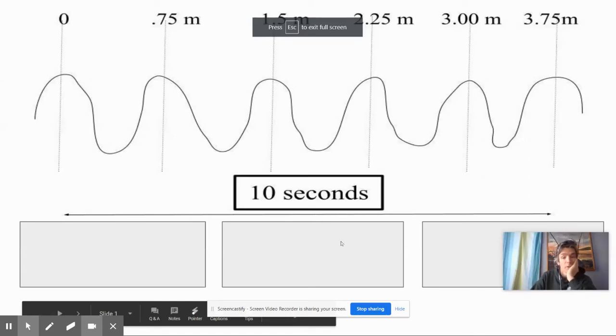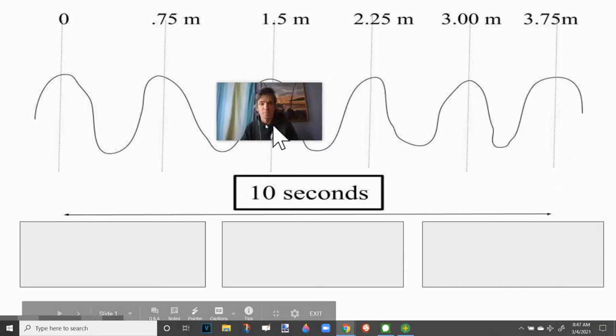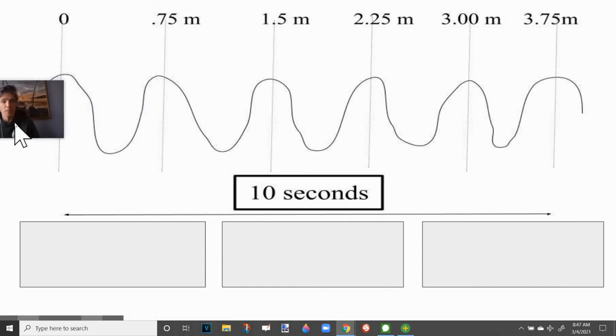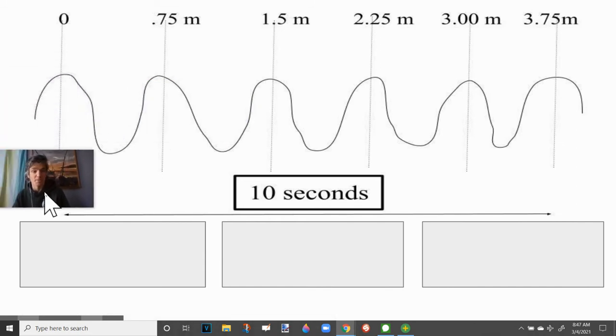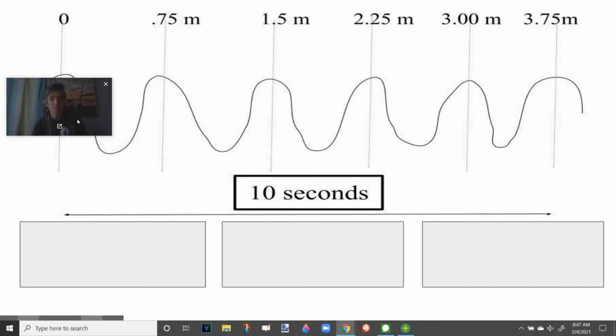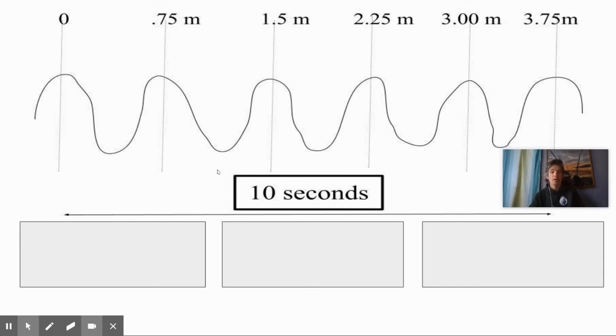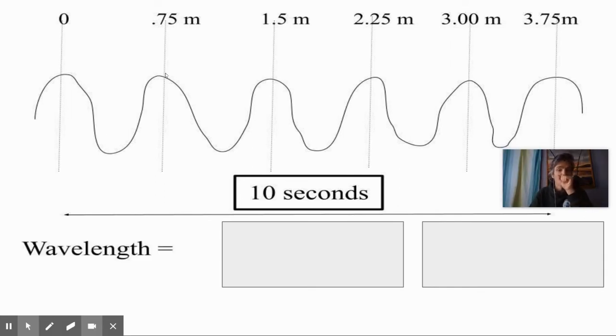All right. If I wanted to solve, I have this wave, and I wanted to solve for certain things about it. For example, maybe I wanted to know its wavelength and its frequency, based upon the information given. And I'll put myself there so I'm not blocking anything. First off, let's figure out how many waves we've got here.